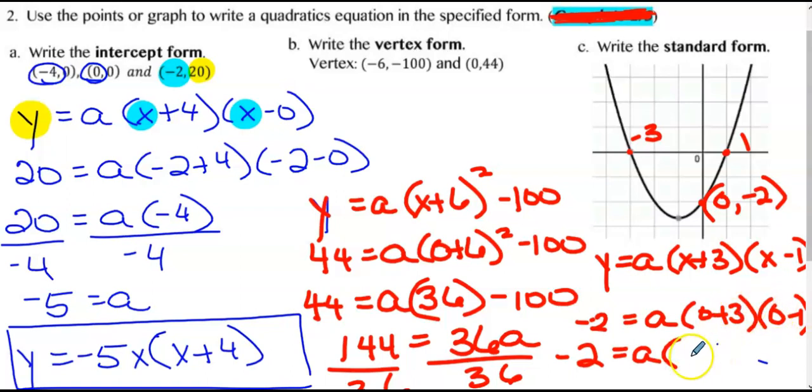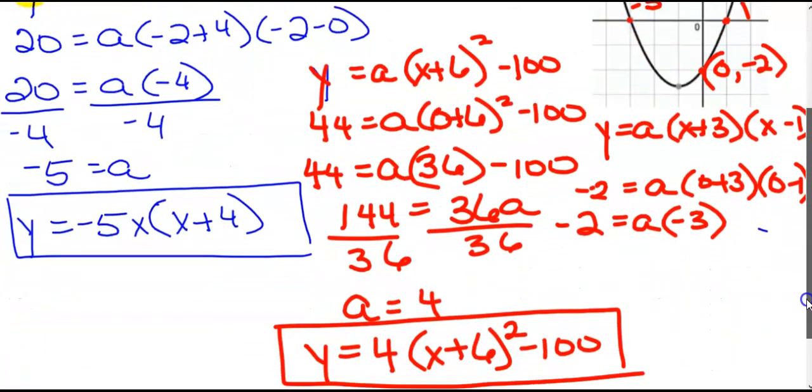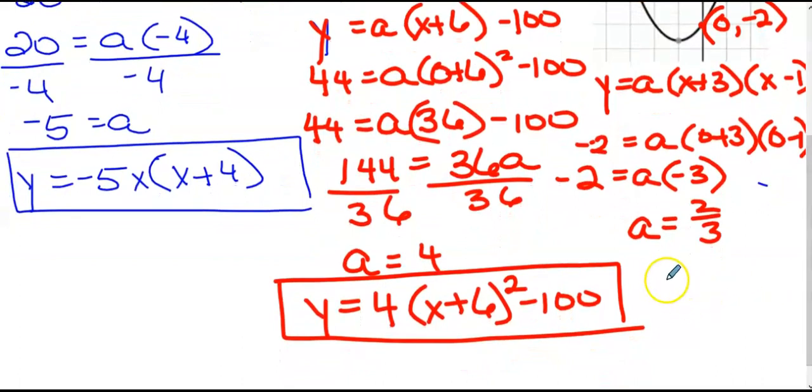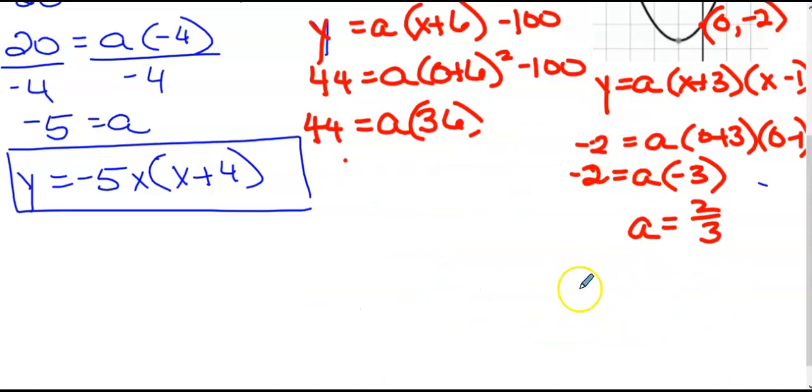Let's see, that's 3 times -1, -3. Divide by -3, A equals 2/3. I think, is that all I need? Oh, okay, that's right. They said write it in standard form. That's why. Okay, so A equals 2/3. I'm going to erase. I just need a little more room. So I can rewrite Y equals 2/3 x plus 3, x minus 1.